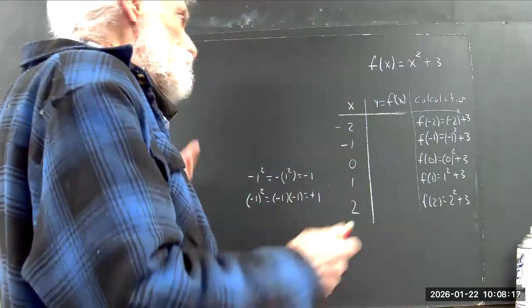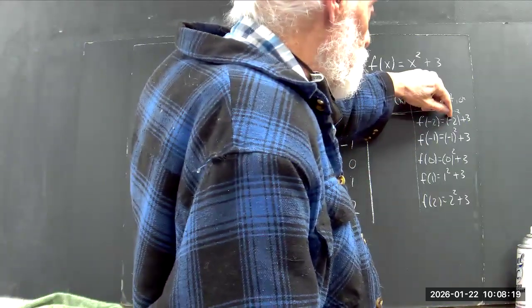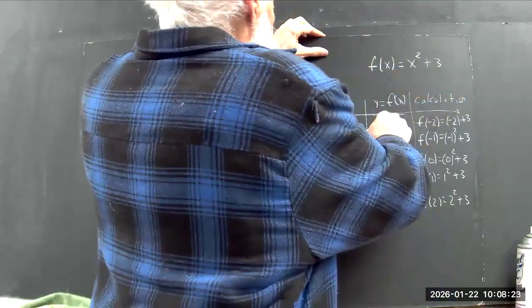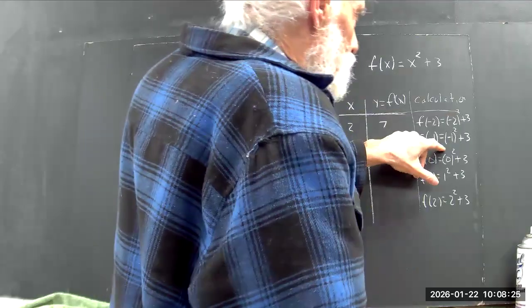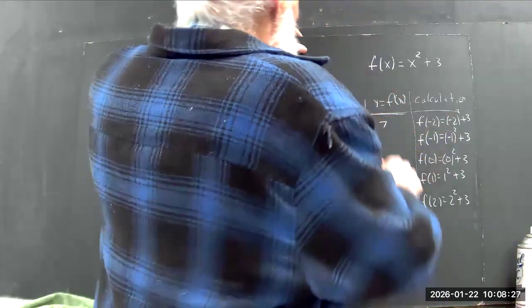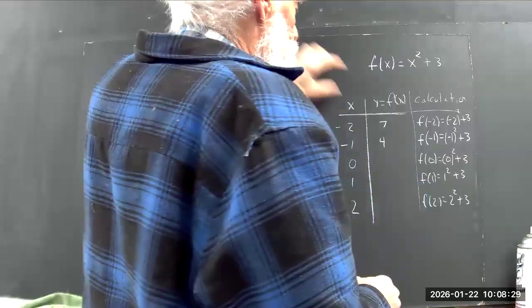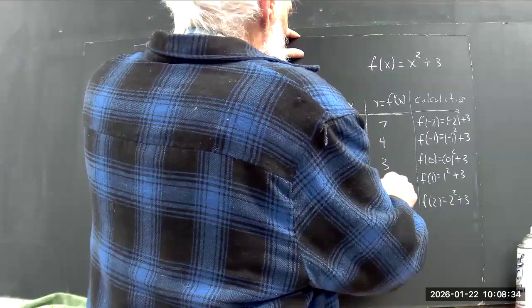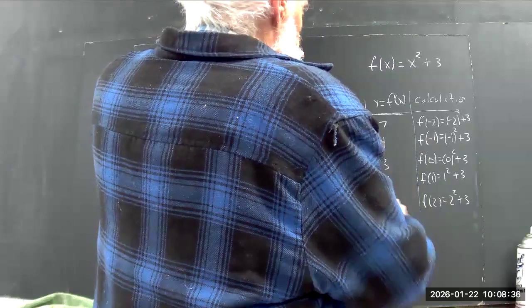Now we do the arithmetic pretty much in our head. If you square -2, you're going to get 4. Add 3, you're going to get 7. Square -1, you're going to get 1. Add 3, you're going to get 4. Square 0, you get 0. Add 3, you're going to get 3. And then here you're going to get 4 and you're going to get 7.